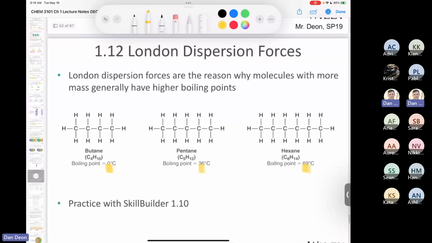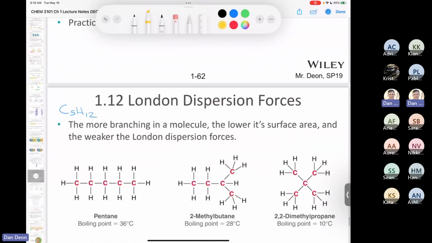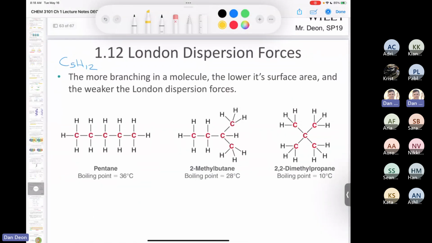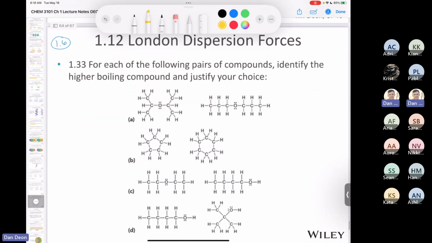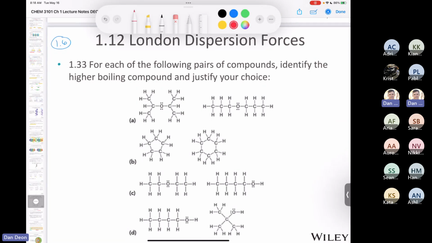We looked at the trend here with the straight chain alkanes going from butane to pentane to hexane. Then we said the more branching you have, the lower the surface area, so you have less surface area to come into contact. So let's take a look at these pairs of molecules and see if we can justify which compound is going to have a higher boiling point. We're going to start with question A. I'll call this one compound 1, and I'll call this one compound 2.